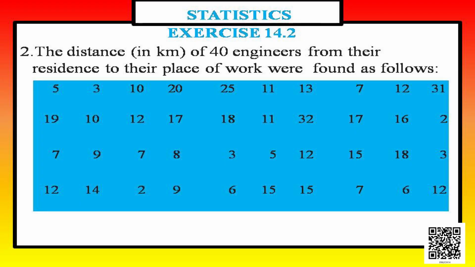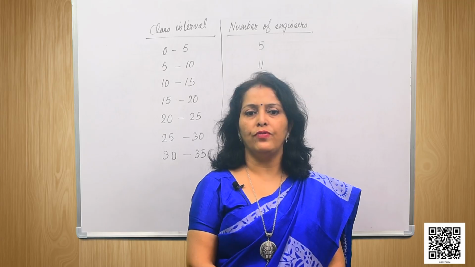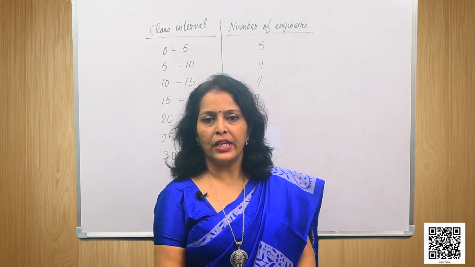Okay. Next is question number 2 that says the distances in kilometers for 40 engineers from their residence to their places of work are given. So the total of 40 numbers are given to you and you have to construct a grouped frequency distribution table with class size 5 for the data given above. And taking an interval, that is also given to you, that is 0 to 5, so 5 not to be included.